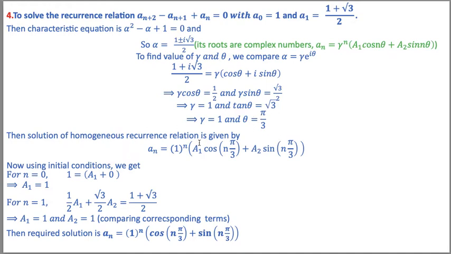So γ equal to 1, tan θ equal to √3 means θ is π/3. Then the solution of the recurrence relation is given by substituting the value of gamma and theta here: γ is 1 raised to power n, a1 cos(nπ/3) + a2 sin(nπ/3).